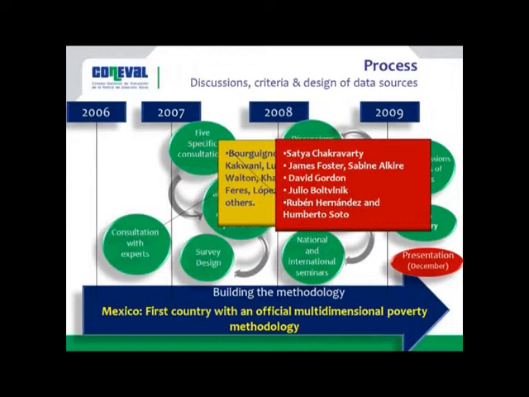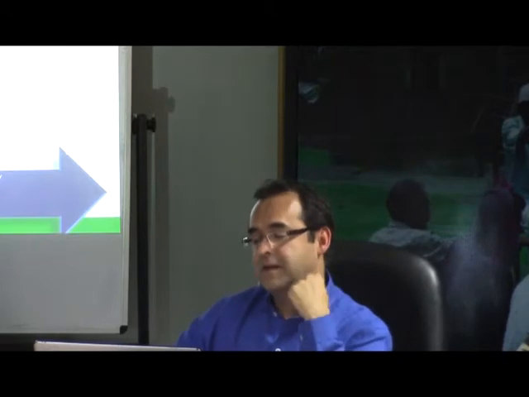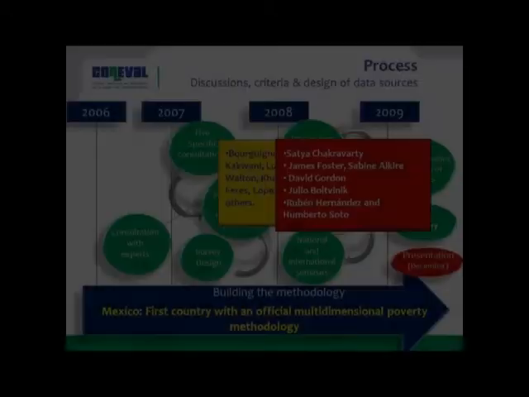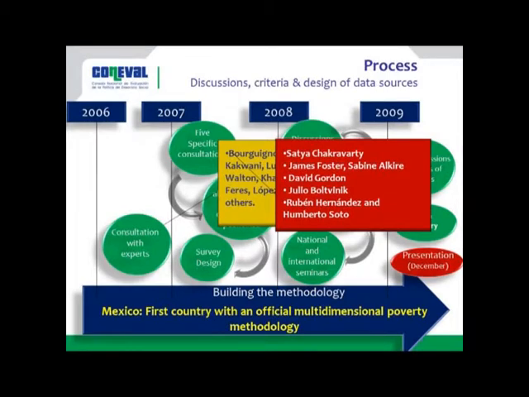When Coneval was set up in 2006, we started working on this method. We started with consultation with many experts in the world, in Mexico. We asked Bourguignon, Foster, Cadwani, Nora Lustig, Manuel Scofield, many people, what were their thoughts about a multidimensional approach. But then we hired 5 specific people. We hired Mr. Chakravarti, James Foster and Sabina, David Gordon, and from Mexico, Julio Boltvinik, Ruben Hernandez, and Humberto Soto. And we asked them, what would you do if you had the task to create a multidimensional indicator?